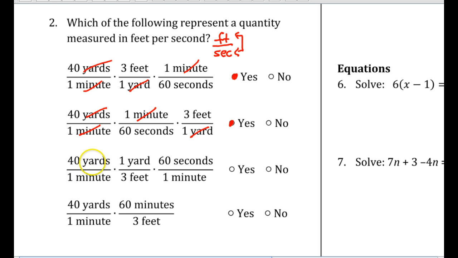The third one, let's see, there's nothing that's the same on the top and bottom, so nothing cancels out, so no. And here we have minutes that cancel out, one on top and one on the bottom. And here we have yards over feet left over, but we want feet over seconds, so no, that doesn't work either. So just seeing what cancels and what is left over is what we want here, feet per second.